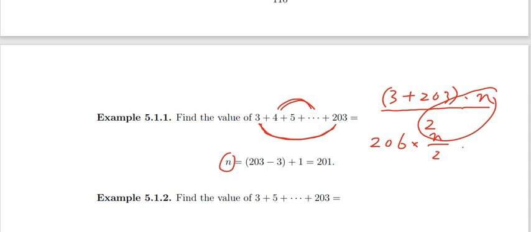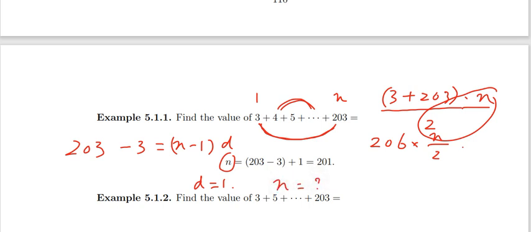We just check: the last one minus the first one equals (n minus 1) times d. So suppose this is the first one and this is the last, then an minus a1 equals (n minus 1)d. So here, what is d? d equals 1, right? So d equals 1, and we can easily find n.